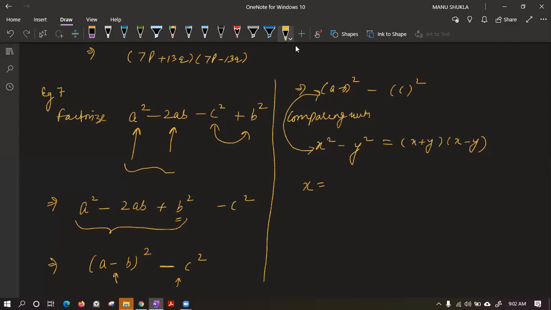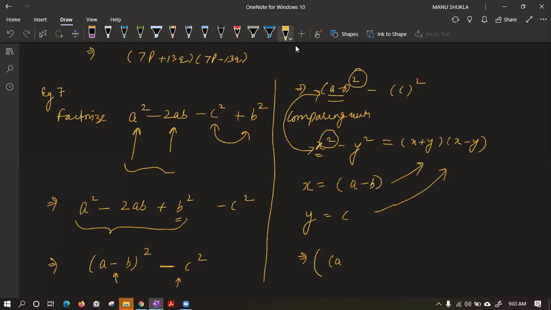If you see, square is there, square is there. So this complete term a minus b is resembling x. So x is equal to a minus b. Now tell me what is the value of y? Y is simply c. Now we just need to put this value of x and y in the main formula and we'll get the answer.